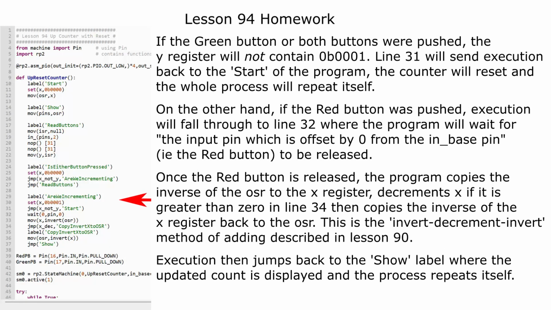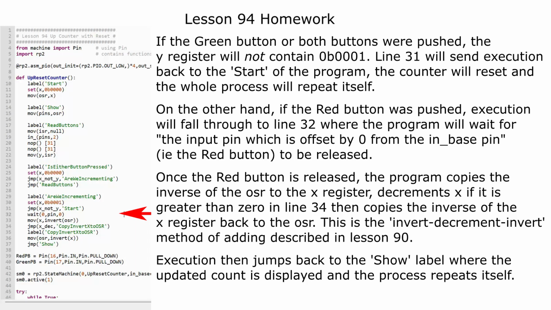If the green button or both buttons were pushed, the Y register will not contain binary 1. Line 31 will send execution back to the start of the program, the counter will reset, and the whole process will repeat itself. On the other hand, if the red button was pushed, execution will fall through to line 32, where the program will wait for the input pin, which is offset by 0 from the in-base pin, in other words, the red button, to be released.